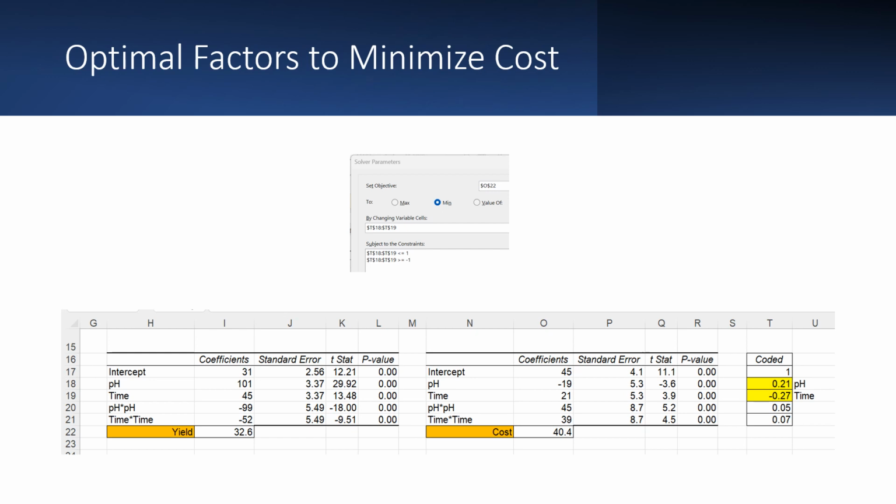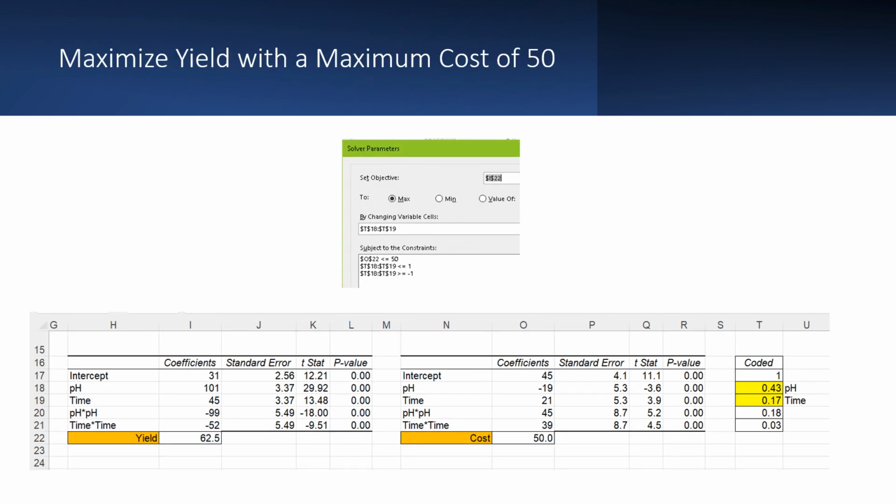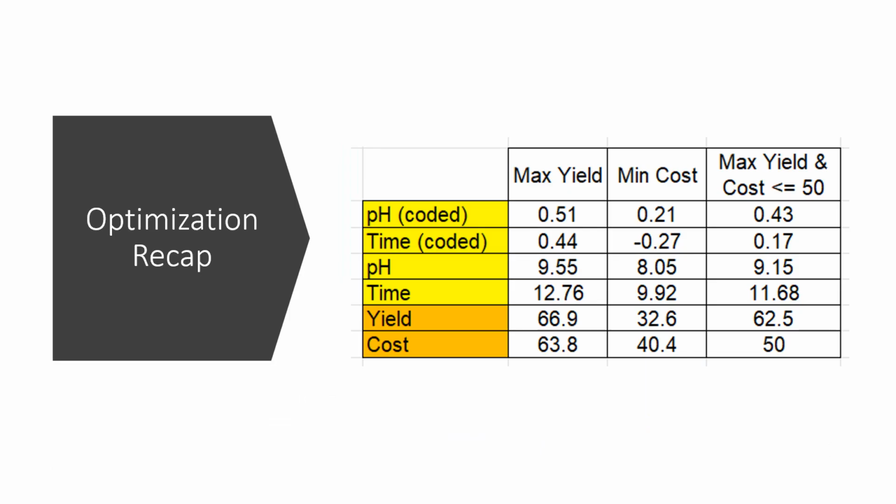We can achieve a minimum cost of 40.4, at the expense of a low yield of 32.6, by using a pH coded value of 0.21, and a coded time of -0.27. We can achieve a maximum yield of 62.5, and a cost of 50, by using a pH coded value of 0.43, and a coded time of 0.17. Here we can see the maximum yield, and the minimum cost, we can obtain. Also the maximum yield with a cost below 50.